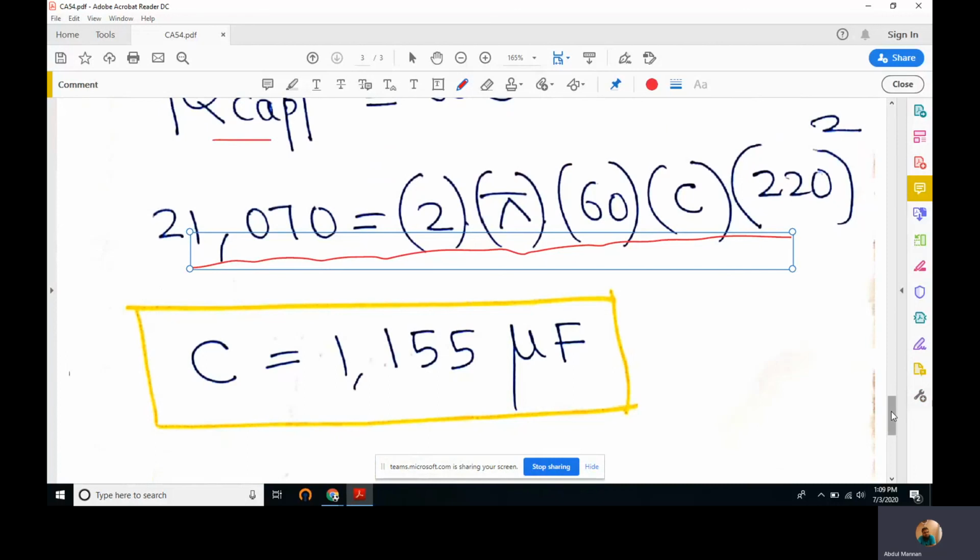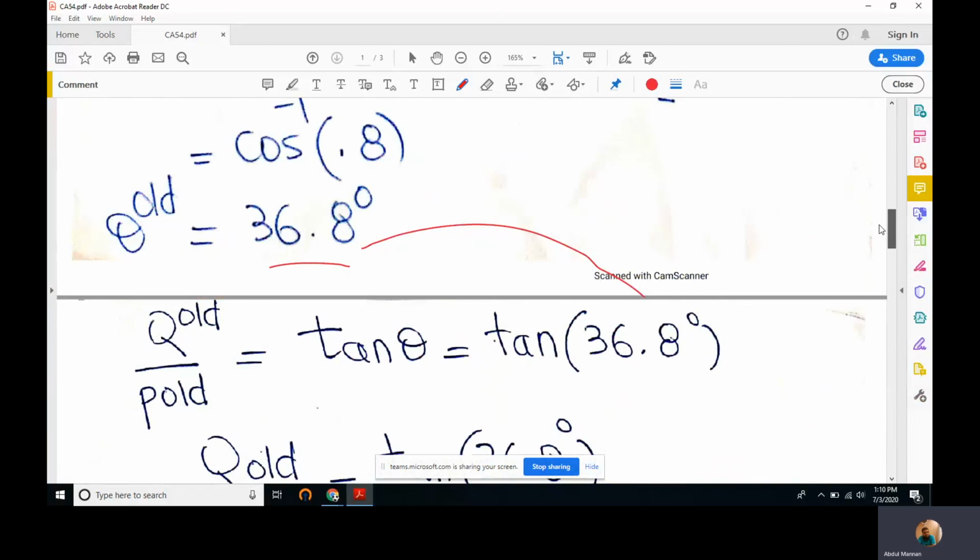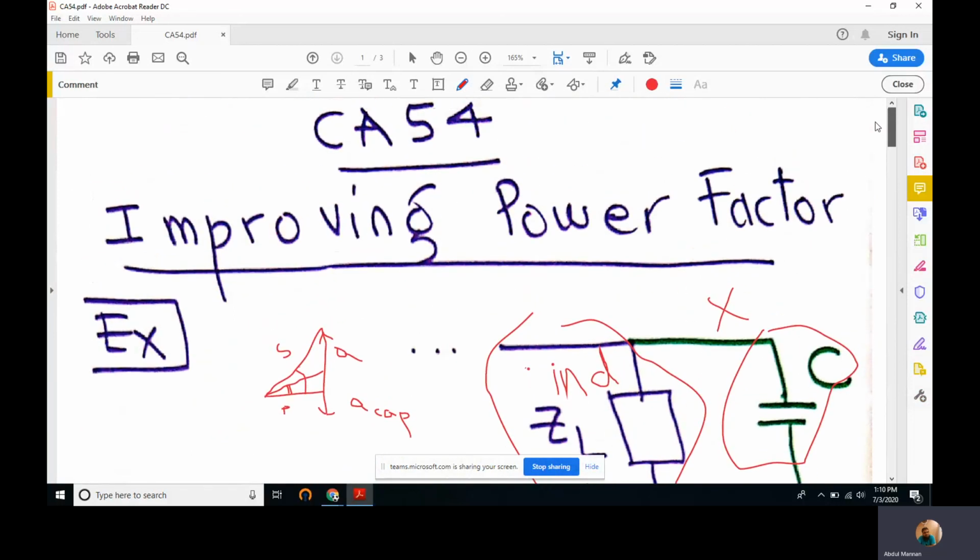The students are required to solve one or two different problems related to power factor correction or improving power factor, and they are also required to do some practice for the midterm exam.